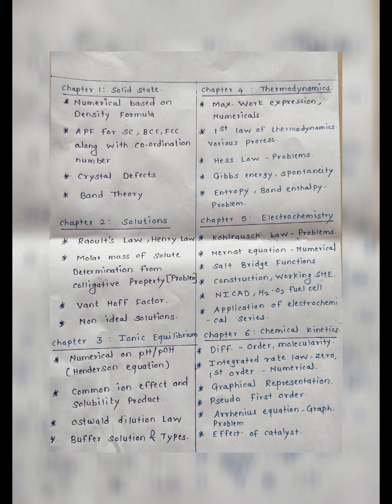Next one is molar mass of solute determination from the corresponding colligative properties. Colligative properties involve numerical values, that is, calculation of M2 for the respective colligative properties. It may be asked in your exam: elevation in boiling point, depression in freezing point, relative lowering in vapor pressure, or osmotic pressure. So you have to prepare the final formula for M2. On that basis, numerical problems may be asked.